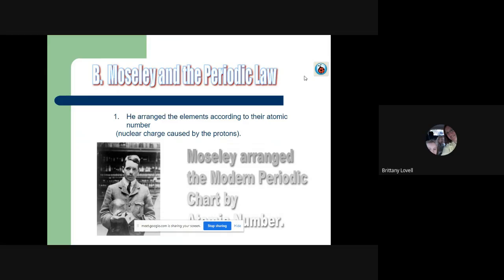Okay, yeah, so 121, 127, 126. All right, and there are 2 or 3 different spots on the periodic table where you have this. It doesn't fit the pattern.